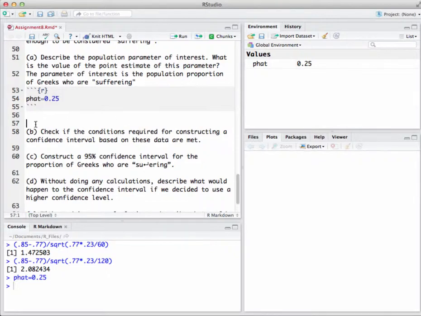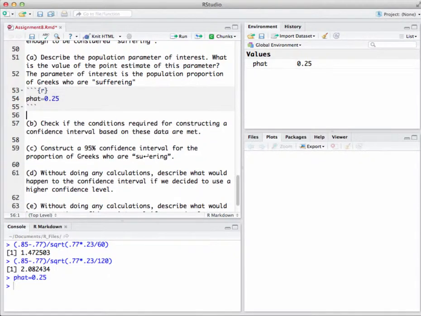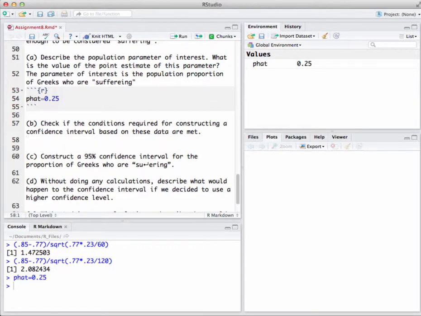All right, cool. So they want us to check the conditions for constructing a confidence interval based upon these data and see whether they are met or not. So what are our criteria? Well, we need to have independence in a simple random sample. We can roll with that. Gallup did this. They do this for a living. They wouldn't be doing this if they didn't know what they were doing. So we can go, okay, Gallup did the poll.